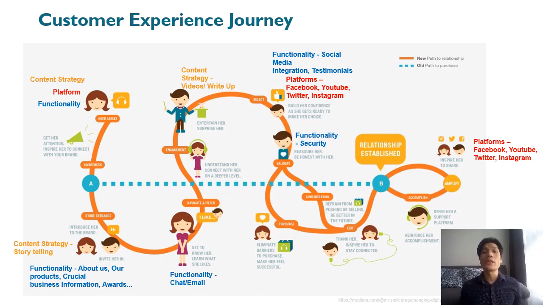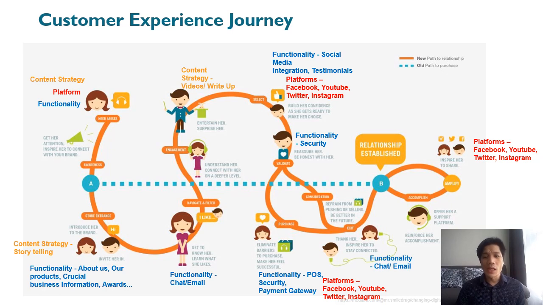Also, if you want to ensure that your customers feel confident, the security of your platforms and the functionality of the platforms is very important. Other things would also be point of sales and payment gateway. Make it easy for your customers to want to buy your stuff. Again, these are the platforms that you use: chats, emails, and finally, integrating all the social media, making sure that your customers feel that they will be able to receive the best kind of service. It's like forming a journey with them, going on the journey with them, and forming the relationship with them as you go along.